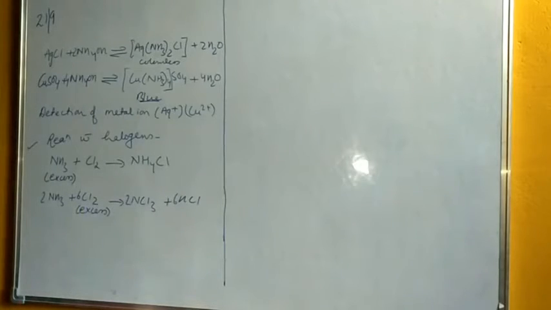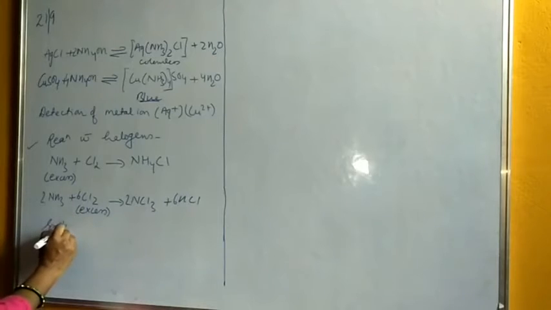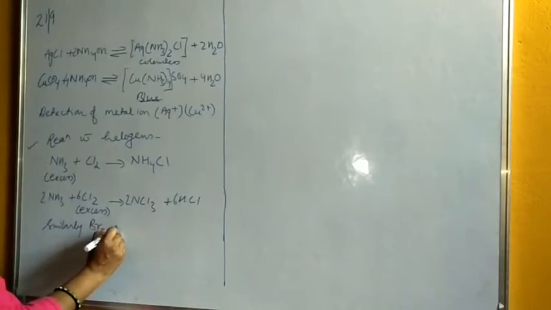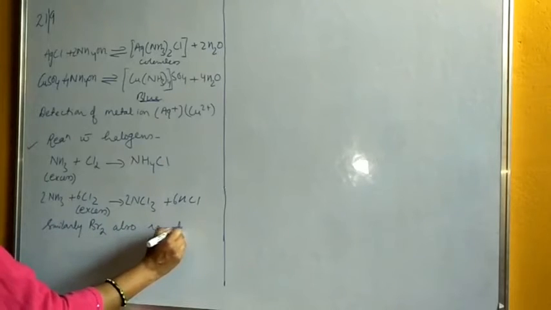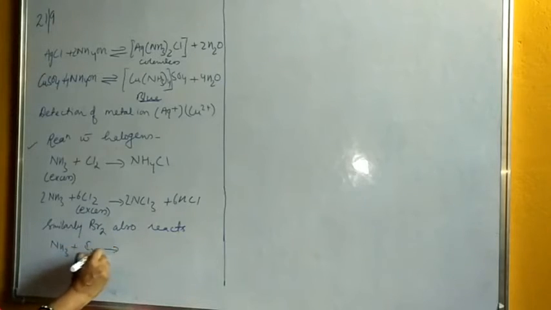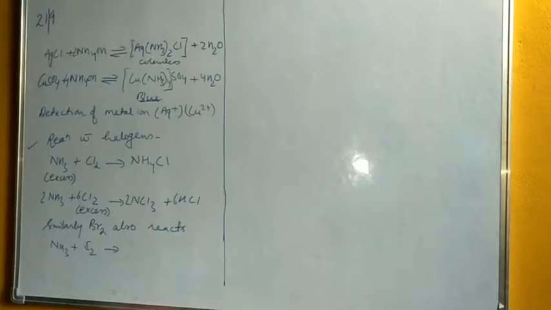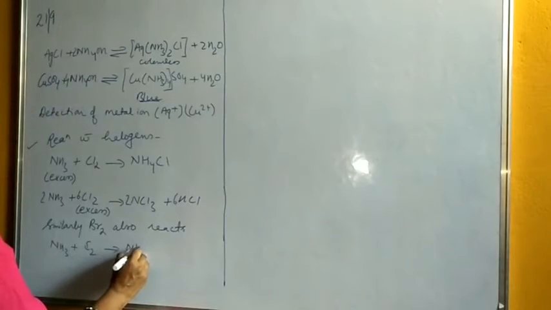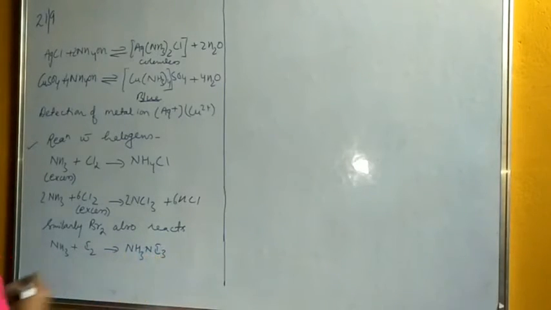Similarly, bromine also reacts. But when we talk about the iodine, that time we are not going to write the reaction in the same way. The product which is formed here when NH3 is going to react with I2, right? It is a compound, or we can say a complex which is formed, which is brown in color. It is nitrogen triiodide ammoniate.